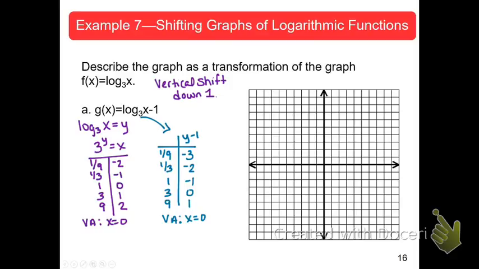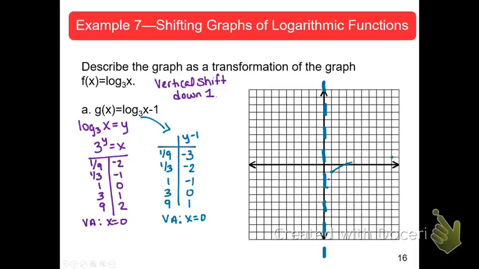Alright, so then all we have to do is go through and graph this. So I'll go ahead and I'm going to graph my vertical asymptote at x equals 0. I'm going to plot the points that I found: 1/9 and -3. I've got 1/3 and -2. I've got 1 and -1. Then we have 3, 0. And we've got 9, 1.